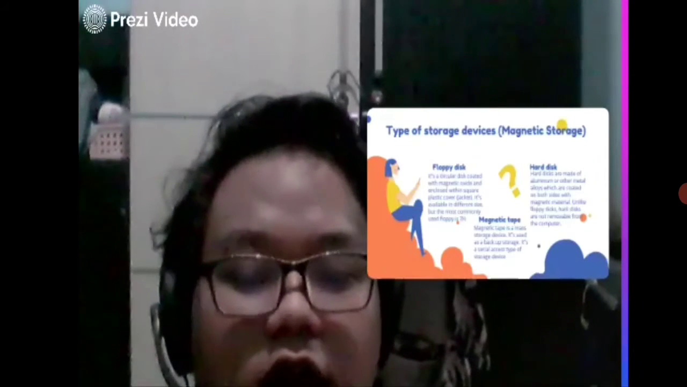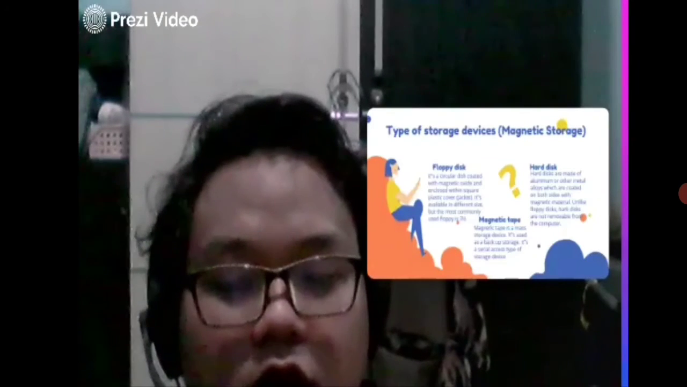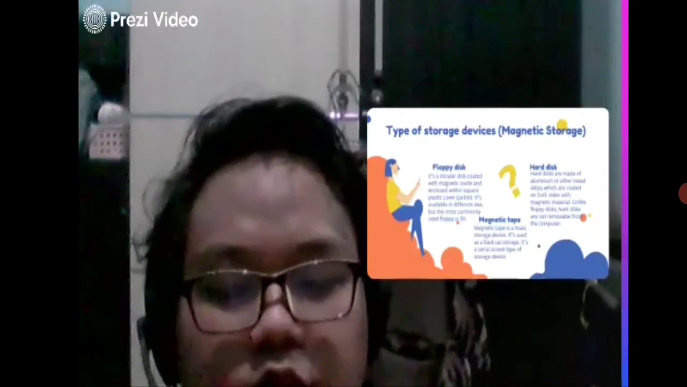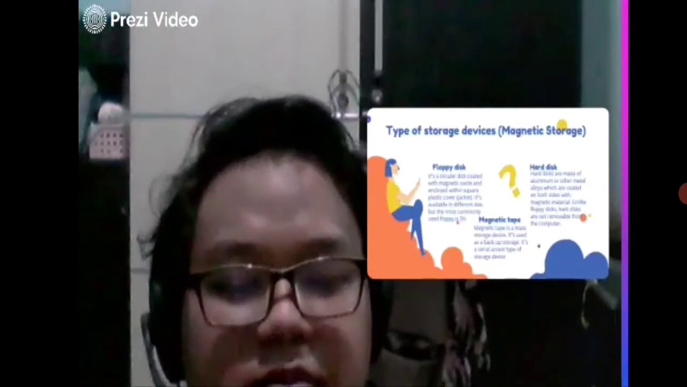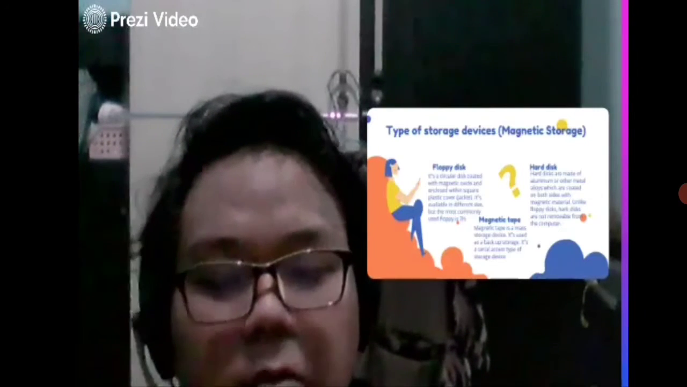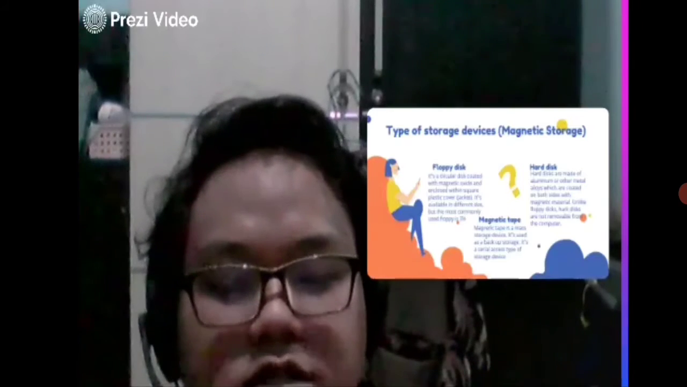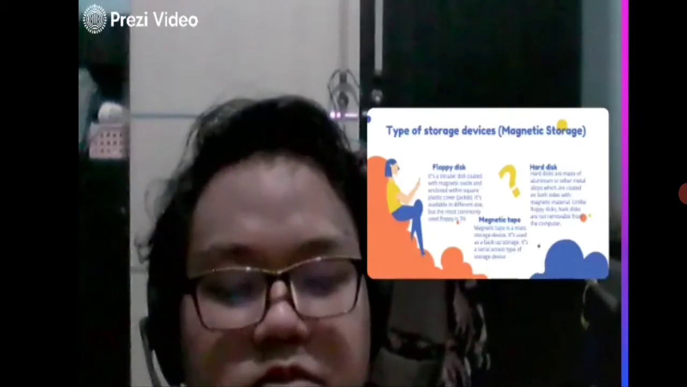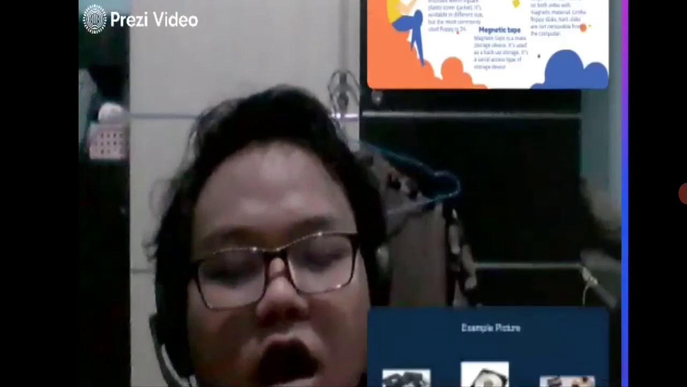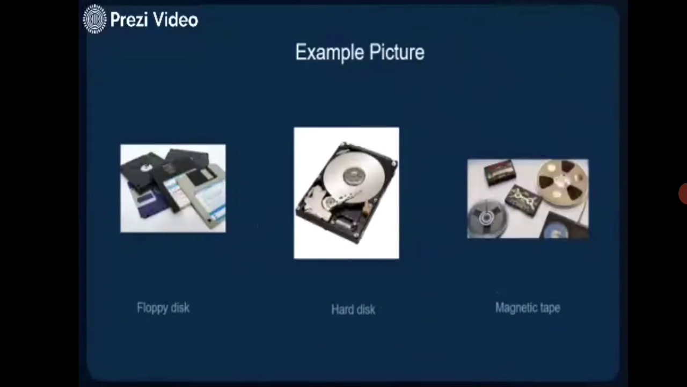Number two is hard disk. Hard disks are made of aluminum or other alloy material, which are coated on both sides with magnetic material. Unlike floppy disks, hard disks are not removable from the computer. Number three is magnetic tape. Magnetic tape is a mass storage device. It's used as backup storage. It's a serial access type of storage device. In this picture, you can see examples of the floppy disk, hard disk, and magnetic tape.